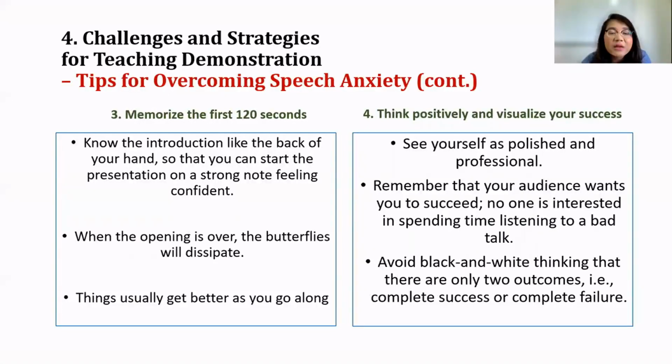please avoid black and white thinking. It's either complete success or complete failure. Although 1 or 2 small failures happen in our talks, that's still okay. We still have a lot of chances and opportunities to fix that in the next session of our talk or teaching, right?